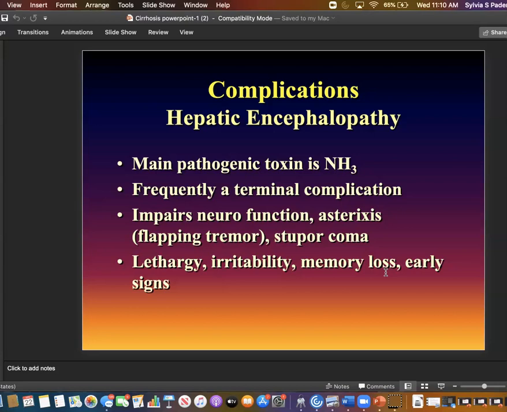So just remember, when you're dealing with patients in this condition, they don't know what they're doing or saying, so you have to be very patient with them.